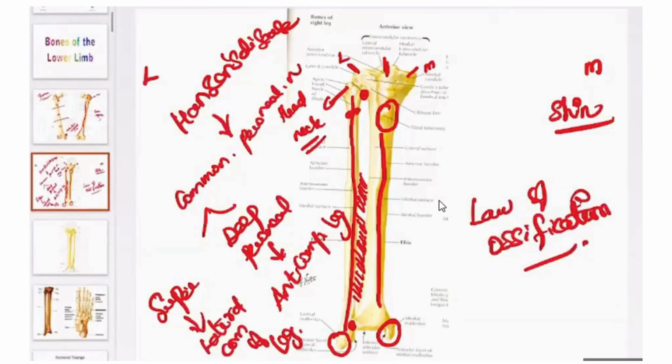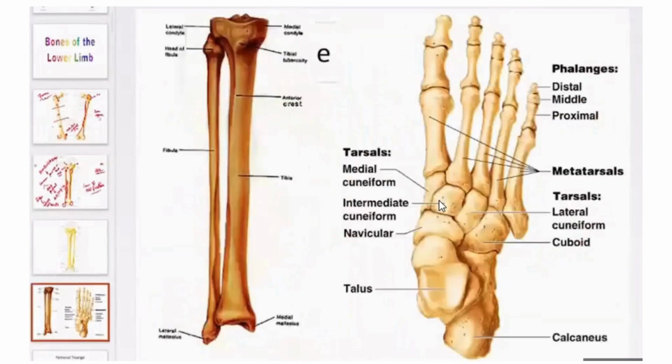Foot architecture. On the upper surface, the first bone is the talus. The lower end of the tibia is resting on the talus. Lower down to the talus, it is the calcaneum.